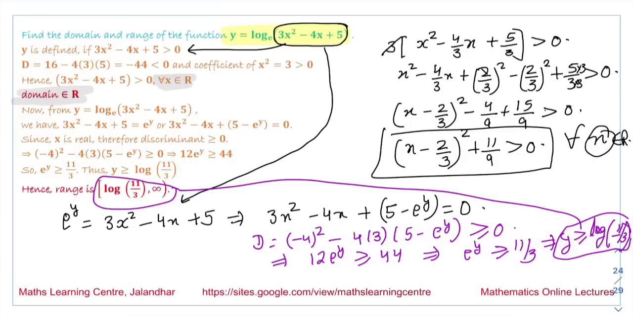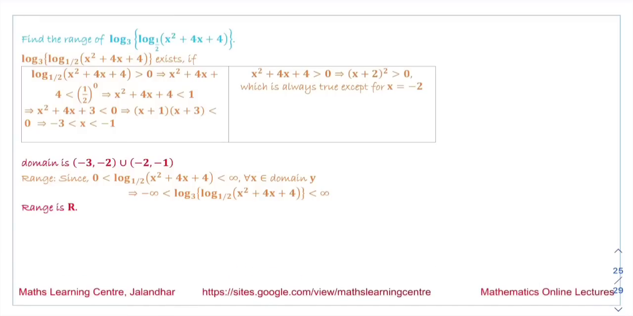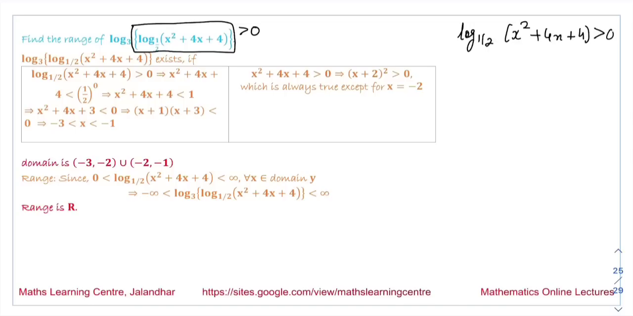Next we have to calculate the range of this function. So to calculate the range, we are first calculating the domain of this function, so that we know what values x can obtain, and corresponding to that we will calculate the values of the range. So for this function to exist, the value of this whole term should be greater than 0. So we are getting that log to the base 1 by 2 of x square plus 4x plus 4 should be greater than 0. So this gives us that x square plus 4x plus 4 is less than 1. Again we are using log a b equal to c, that is a to the power c equal to b.